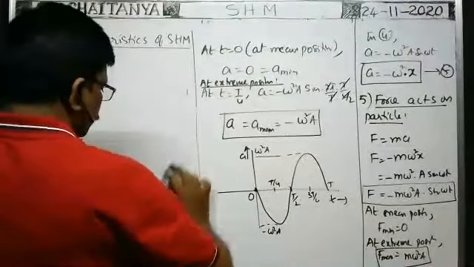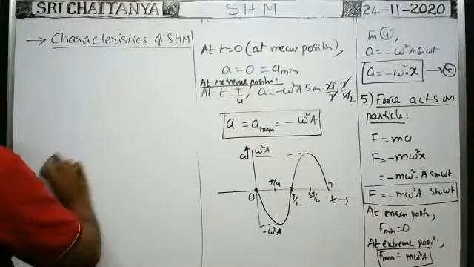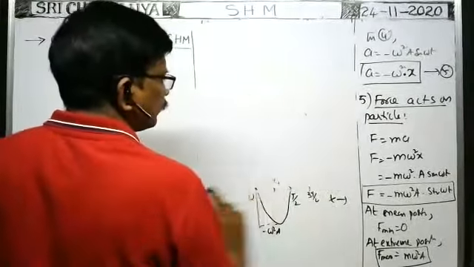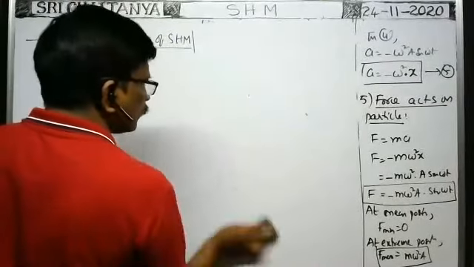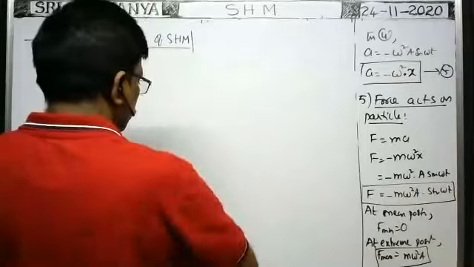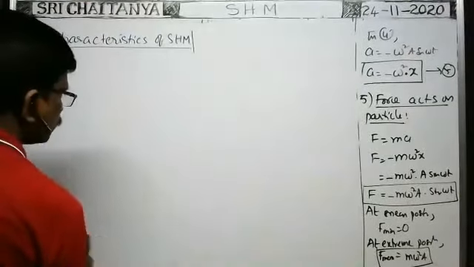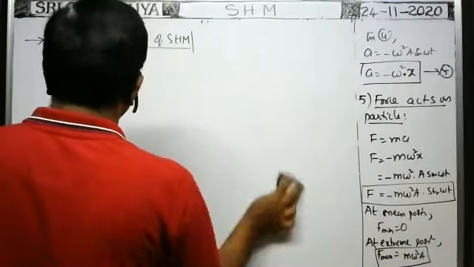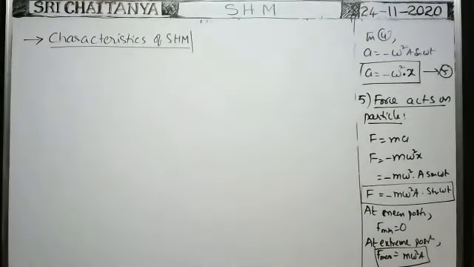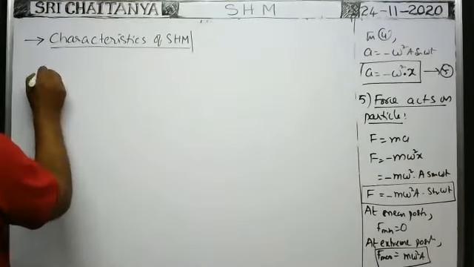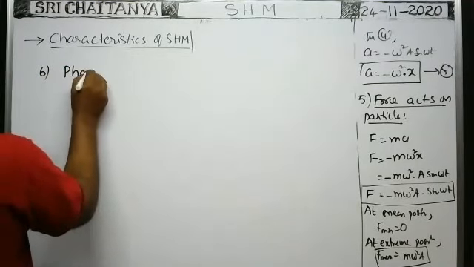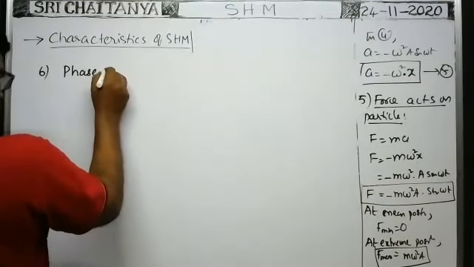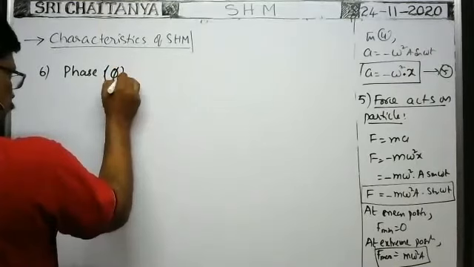Next, phase. Phase of the particle in SHM. Sixth one, phase. It is represented with phi.